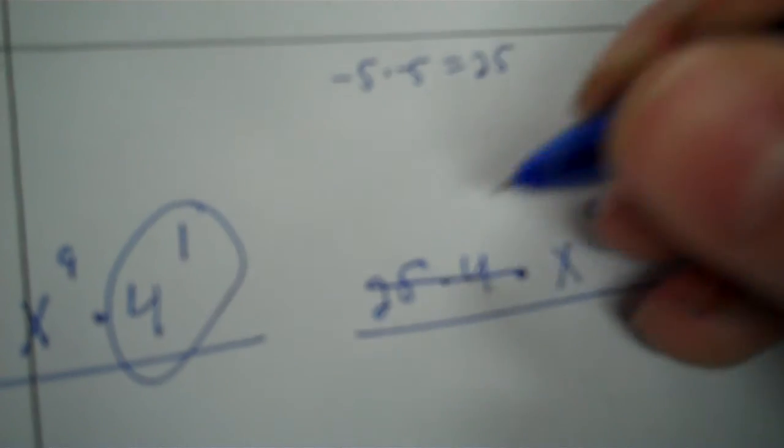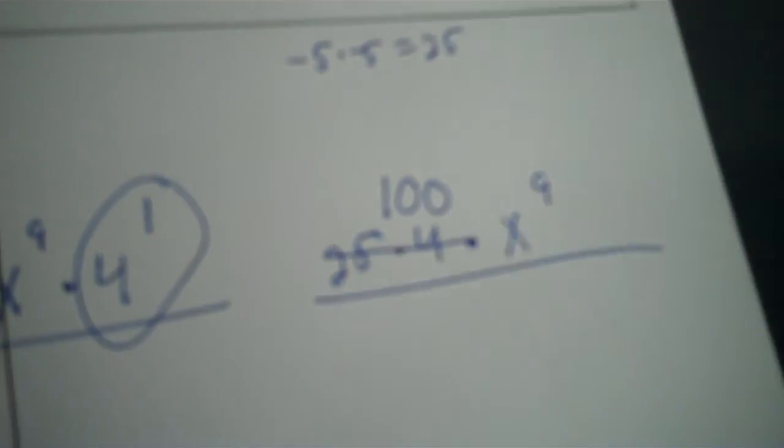Okay, 25 times 4 is 100. Okay. Times x to the 9th. Okay, nothing on bottom, so the bottom's empty. Bottom can be empty. It's the top that we would need to apply a 1.